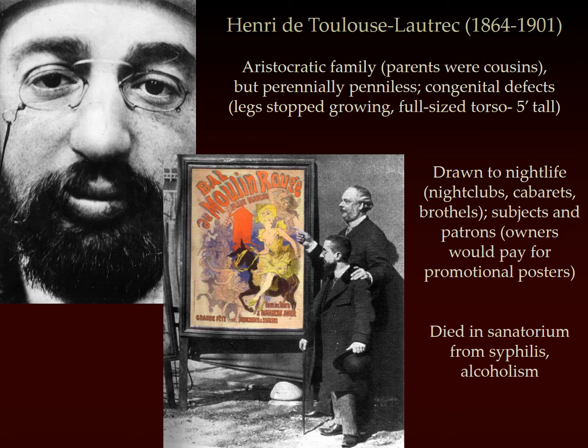So Toulouse-Lautrec comes from an aristocratic family where his parents were cousins, and so you find he's going to be born with congenital defects. His legs actually stop growing at adolescence, and he has a full-size torso, but only reaches 5 feet tall. Now, because his parents were perennially penniless, and because of his physical deformity as he sees it, he's drawn to nightlife, nightclubs, cabarets, and brothels, and is going to produce posters, especially for and subjects of these locations, in order to pay for his time there.